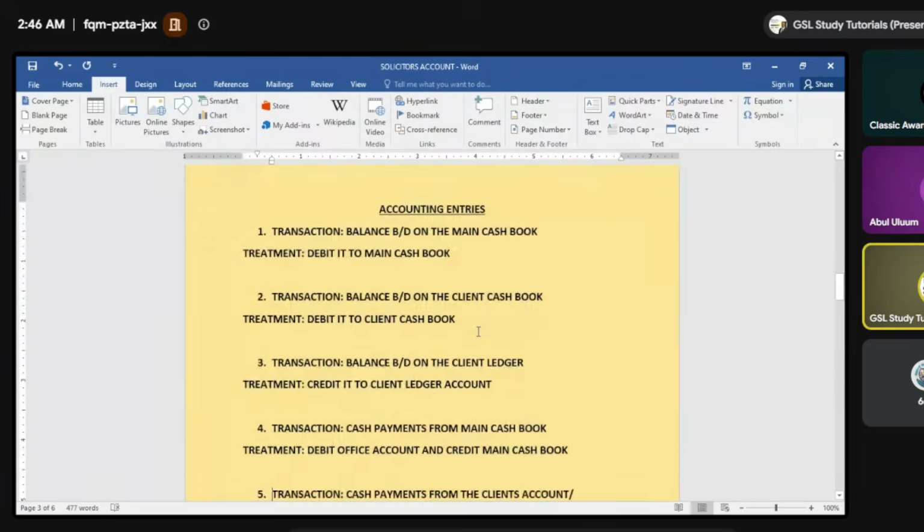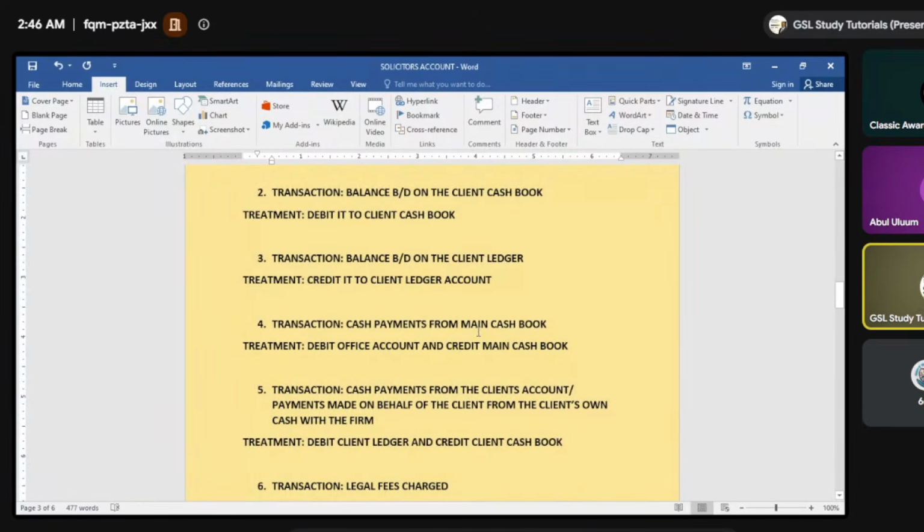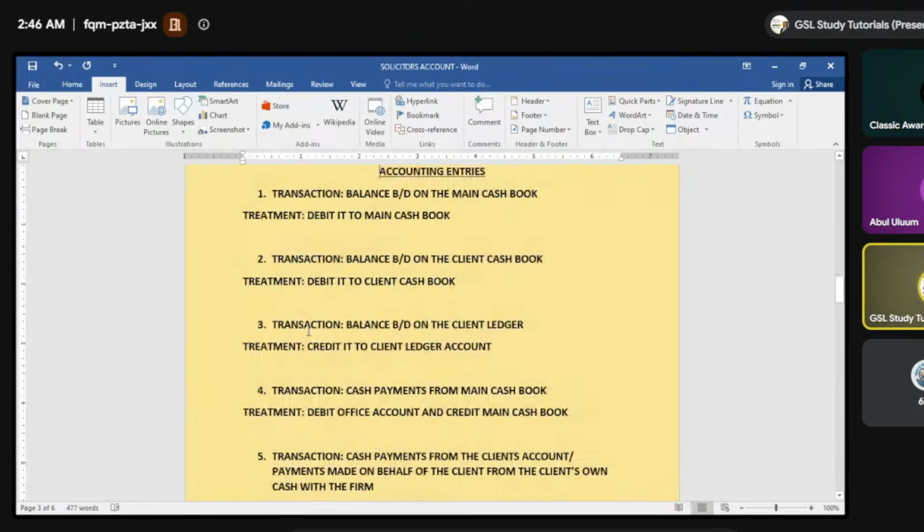Good. So we are coming back to November 13th. So we are opening the client's ledger and then the client cash book. Client's ledger and then client cash book.